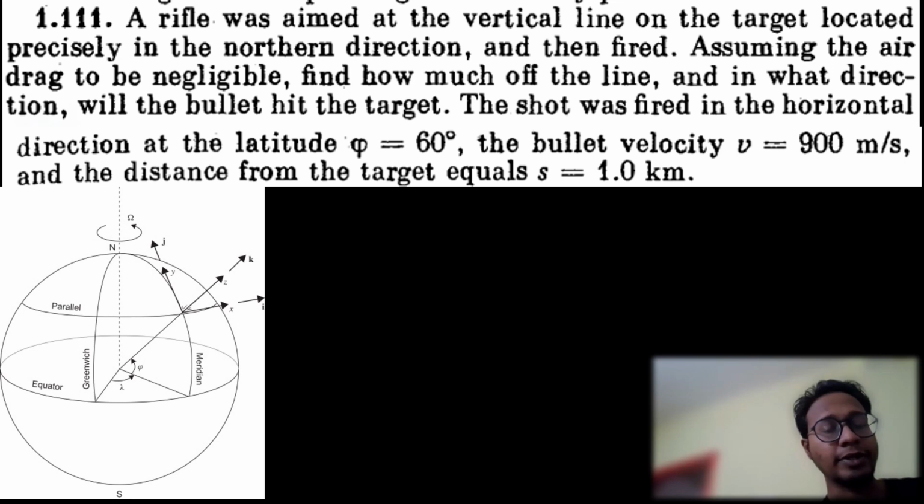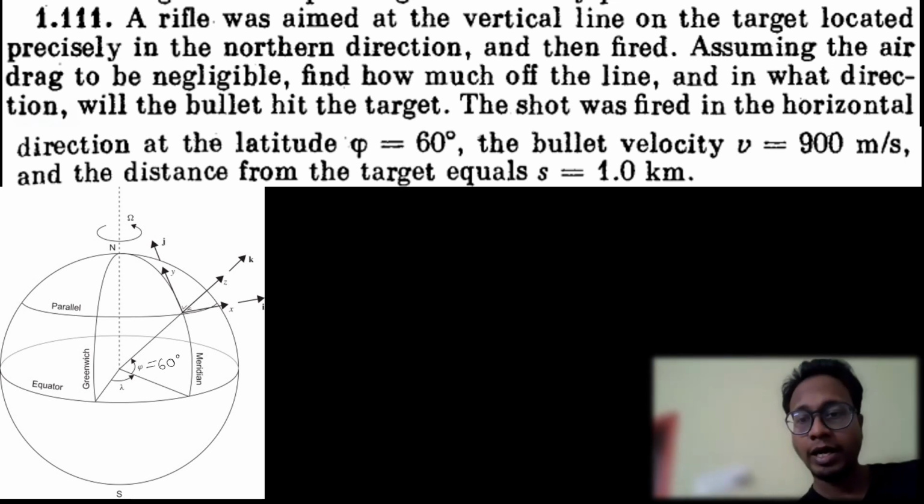Now see this question, which applies the concept of Coriolis force. This is the earth out here. These are nothing but the latitude lines, the lines of latitude, and these are nothing but the longitude lines. Now the question is saying at latitude equal to 60 degrees, that means this angle is equal to 60 degrees, or phi is equal to 60 degrees.